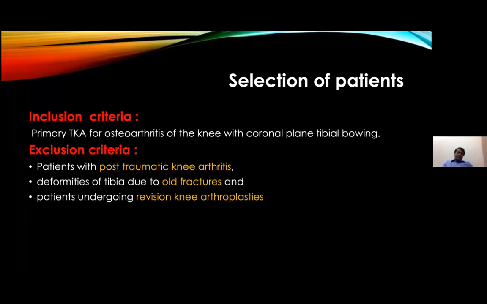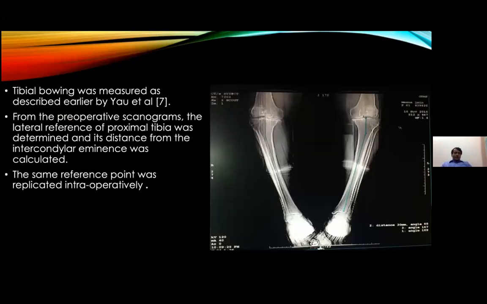The exclusion criteria: if there is post-traumatic knee arthritis, either because of tibial condylar fractures or medial tibial plateau fractures, or the revision knee replacement where there is a varus deformity. So that bowing is measured with a preoperative scanogram.